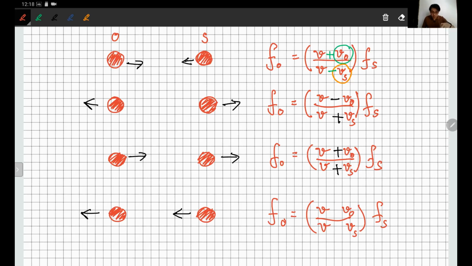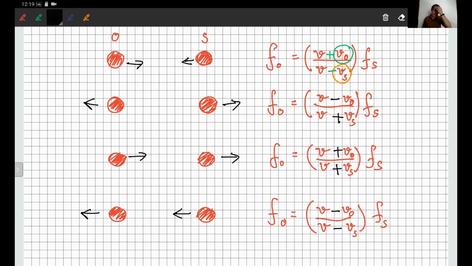Observer running away. Frequency should be smaller. To make things smaller, you pick negative sign for the numerator. Now for the source approaching the observer. Frequency should be higher. But because we are talking about the denominator, to make the final number bigger, you want the denominator to be smaller. So you pick negative sign at the bottom. That's it. Complete 4 cases.